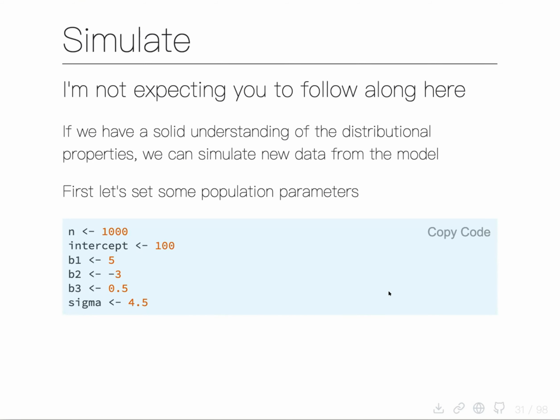Let's say we wanted to simulate data from a model just like the one that we just showed, okay? So I'm going to just make up some stuff here. I'm going to say n is going to be 1,000. So we're going to simulate 1,000 observations. We're going to say the intercept is 100, and beta 1 is 5, beta 2 is -3, and beta 3 is 0.5. Okay, and then sigma, my residual standard deviation, is going to be 4.5. Okay, again, just totally made those up.